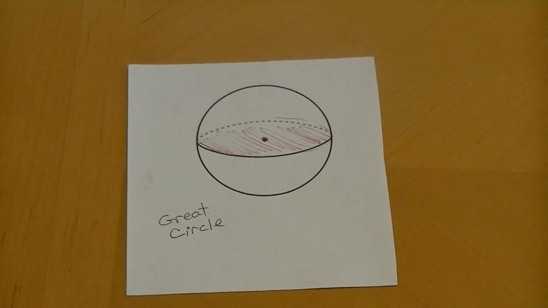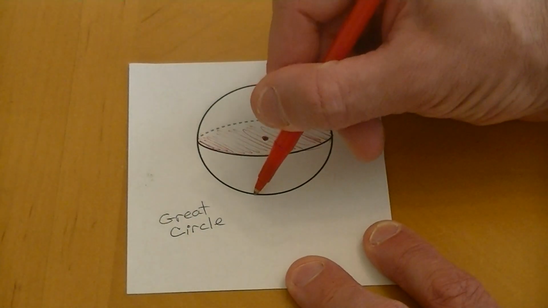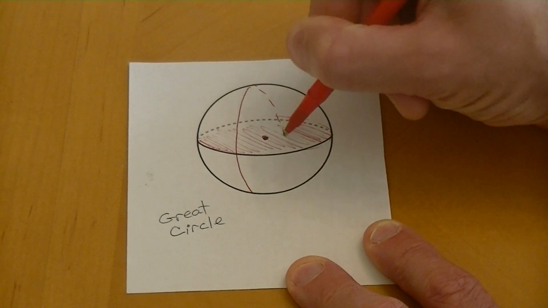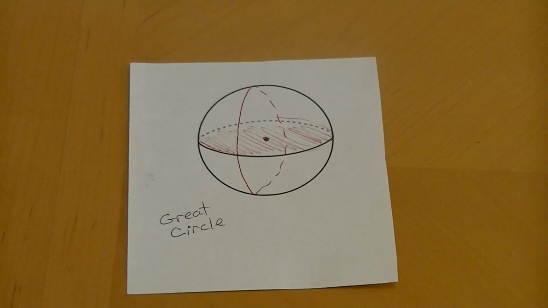And there's more than one great circle on a sphere. There are infinitely many. I could also draw a great circle like this. And if the center of that circle is the center of the sphere, that's another great circle. So, there's all the vocabulary we need.